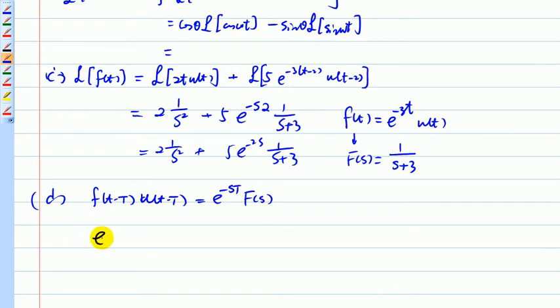The only problem here is this function is e^(-4t) u(t-1). So if you compare here and here, this is good, right? To match it up, I can have the capital T equal to 1. But here I don't have a function of t minus 1, or t minus capital T. So what do I have to do?